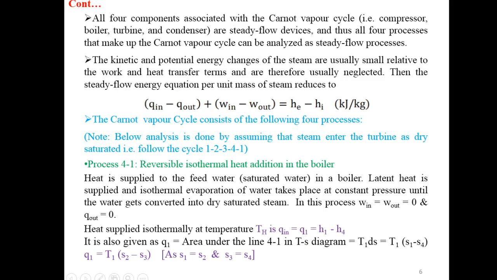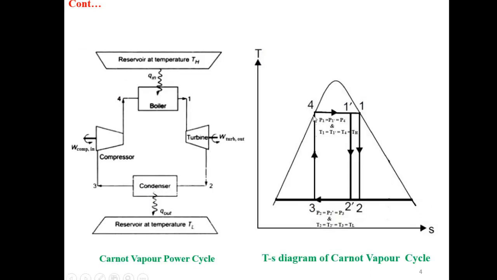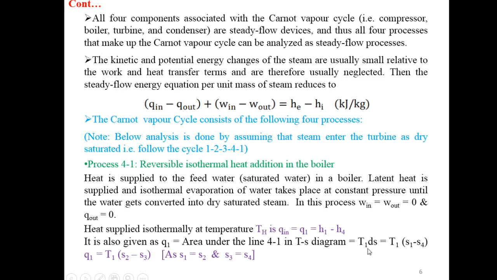It is also given as Q1 equal to the area under the line 4-1 in the TS diagram. So for the value of the area, you can see the temperature T1 equal to T1 dash equal to T4 equal to TH, the higher temperature, and the pressure is P1 equal to P1 dash equal to P4. So to find the area, the value will be temperature into change in entropy, because temperature is constant. So we will get T1 ds, T1 into, as we are moving from 4 to 1, the change in entropy S1 minus S4.